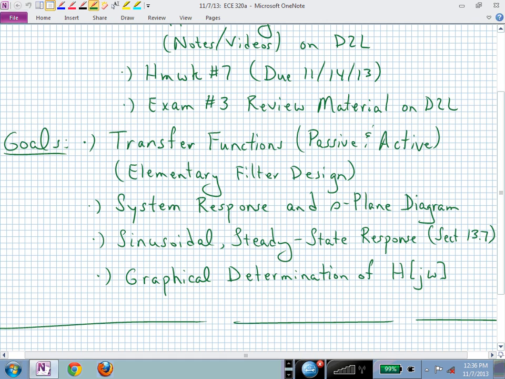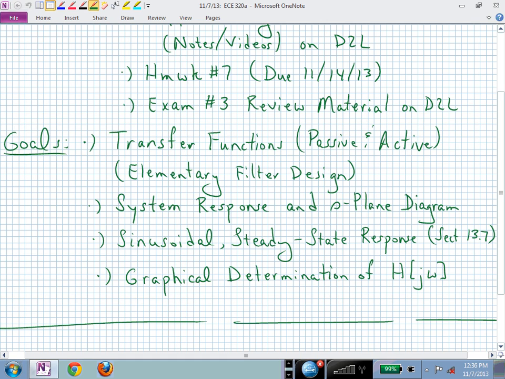We'll relate that hopefully to system response and S-plane diagram, or time domain and frequency domain, where our frequency domain now is in this complex S-plane. What do the poles tell us? What's the dominant pole? What does the dominant pole mean? Sinusoidal steady state response will then come up. We've got this transfer function, and we can use it in a lot of ways. Sinusoidal steady state response means if I shake a linear system at a frequency, what's going to be happening all over that circuit or in that system?